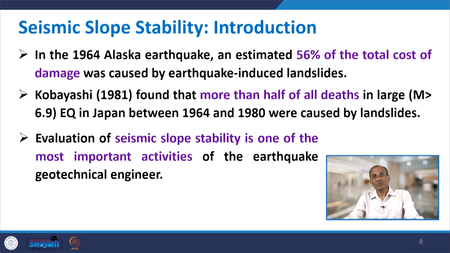For example, Kobayashi in 1981 found that more than half of the deaths in large magnitude earthquakes, that is magnitudes more than 6.9, in Japan between 1964 and 1980 were caused mostly by landslides. So, evaluation of seismic slope stability is one of the most important activities of earthquake geotechnical engineering, simply because a lot of damage and casualties have already been caused by landslides, particularly during earthquakes.